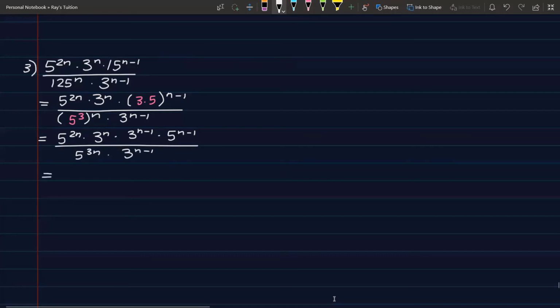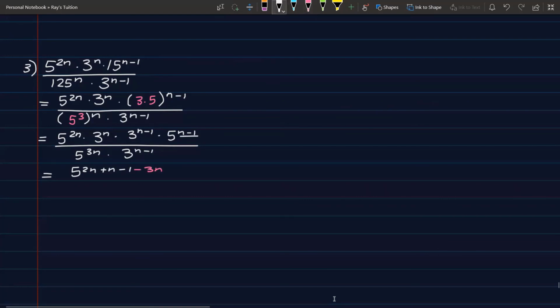Okay, now we're going to put it over the same base. We're going to add if we're multiplying, and we're going to subtract if we're dividing. So then for 5, we have 5 to the power of 2n plus n minus 1. So we're adding this one over here. And then we're going to subtract the 1 in the denominator, which is minus 3n.